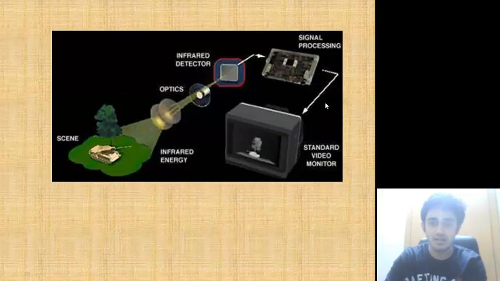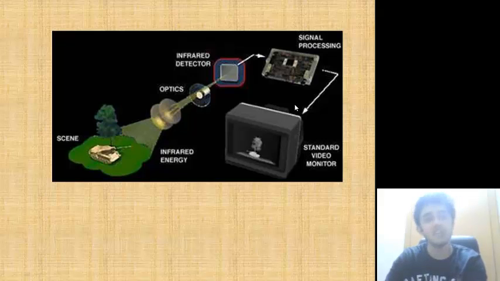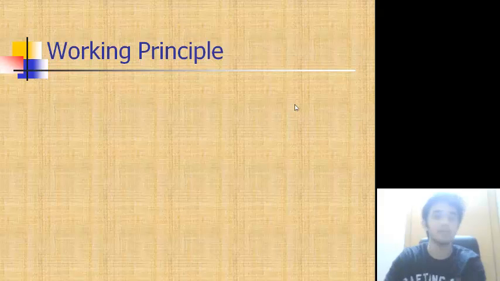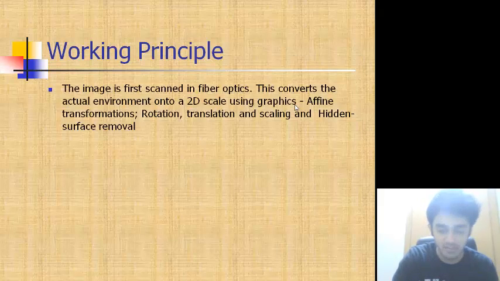This display can be done either using a standard video monitor such as a TV, or a video recorder, or an ocular lens, which I'll be explaining a little later. So let's go into the basic working principle, including the thermal imaging and the image enhancement process together. What is the working principle of a night vision device?